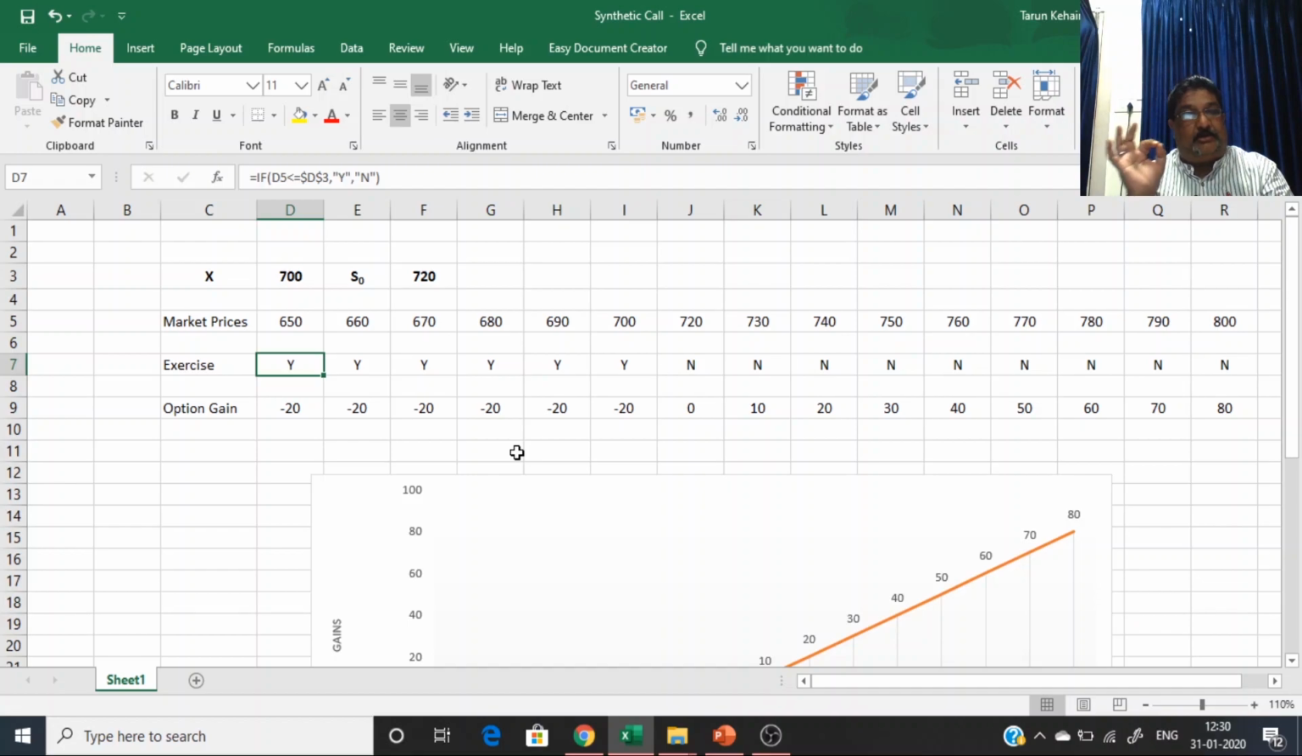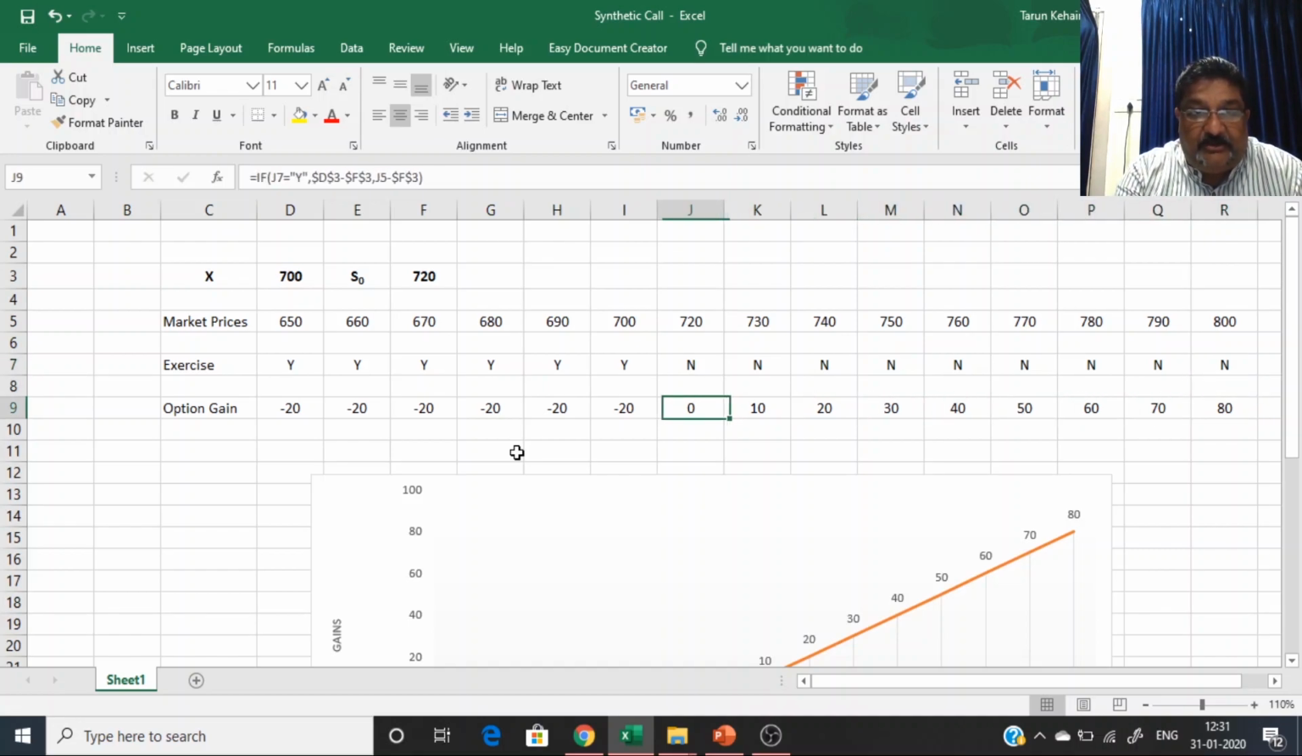Why would he sell the stock in the open market at 650? He will exercise the option. So if you see here, up to 700, he is exercising the option. After that, he stops exercising the option. Why? Why would he sell a stock by exercising the put option at 700 when it can be sold in the open market at 720? So he does not exercise the option there.